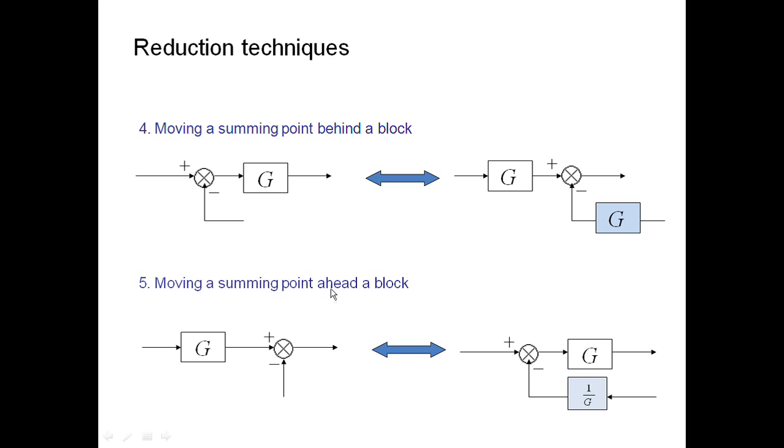Moving a summing point ahead of a block. So here, after the G block there is a summing point and we want to shift it to the left side of this block. Here the downward signal doesn't have multiplication with G, but if we shift to the left side then it gets multiplied, so naturally we have to multiply 1 by G in this path. So 1 by G and G get cancelled and the effect of G gets eliminated.